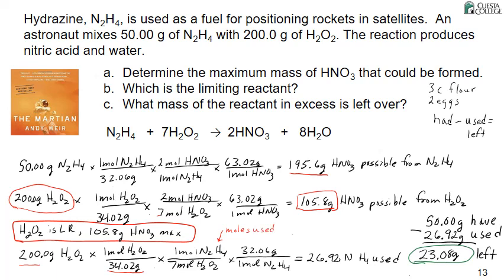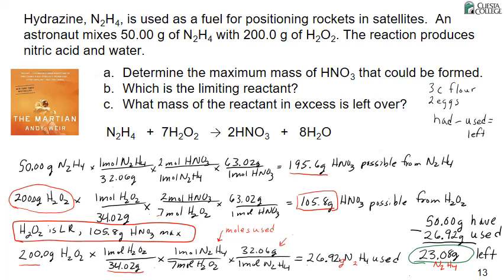If we know moles of reactant used, we can calculate the mass with the molar mass of the hydrazine, and that would tell us that 26.92 grams of N2H4 were used up. We know we started with 50 grams. We can subtract the 26.92 and find out that there's 23.08 grams of N2H4 that are left over after the reaction's complete.